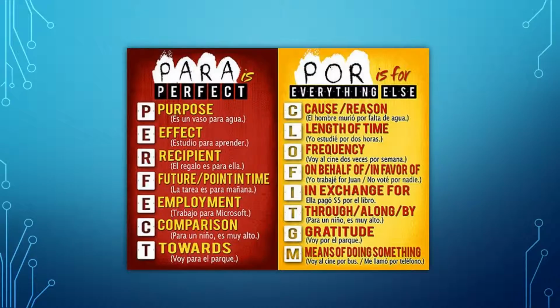Cause, reason. Length of time. Frequency. On behalf of. In favor of. In exchange for. Through. Along. By. Gratitude. Means of doing something. Now, once you are able to memorize para and por, in the future, once you get acquainted with the material and you start using it often, it'll be like second nature. You will just go through these sentences and you'll know exactly what to use for each sentence.